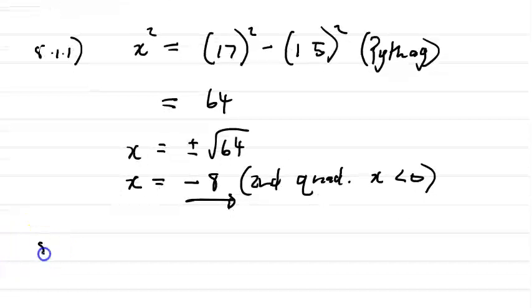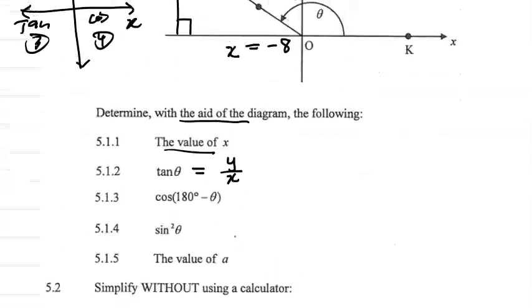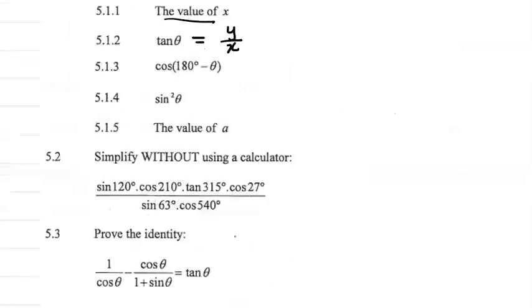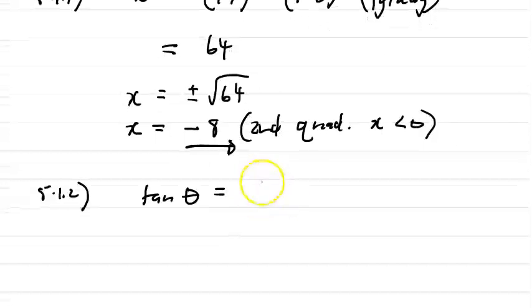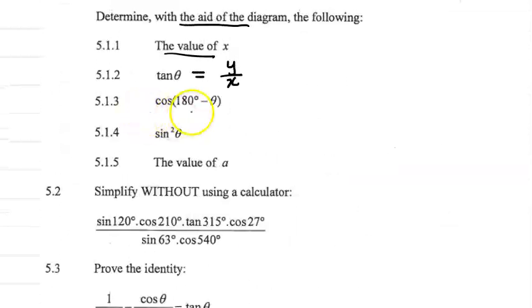So let's write that down. 5.1.2. Tan of theta equals 15 over minus 8. So that will be 15 over minus 8. 5.1.3, cos of 180 minus theta.